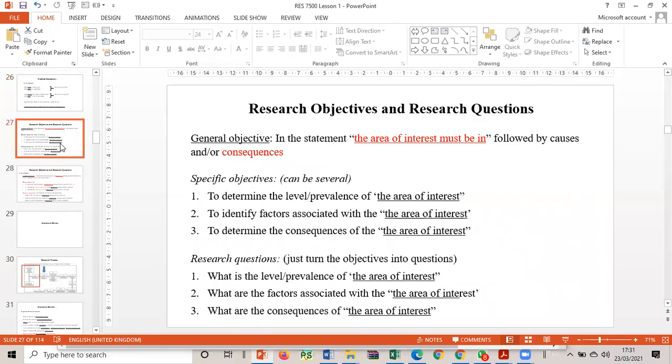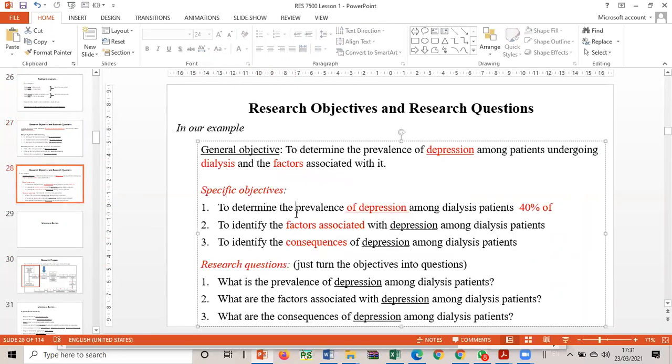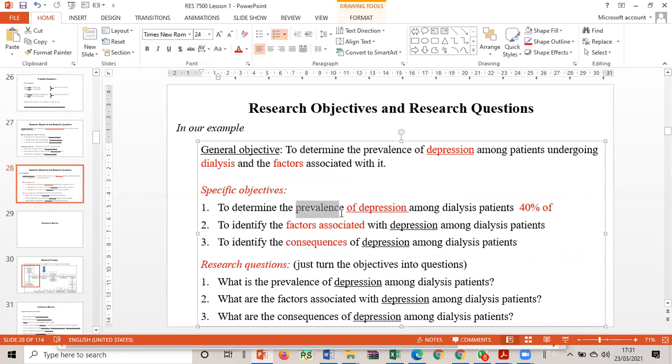And then form your objectives or research questions. First, you want to know what's the level, we call it the prevalence of depression. Is it high? Later in the discussion, if this is 40%, and all the other countries in the whole world, only 30%. Can I say ours is high? Everywhere only 30%. Our country 40%. Right? So it looks like the dialysis patients in Malaysia are more depressed than elsewhere. That's where the discussion will go in.